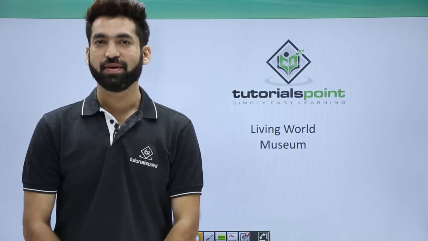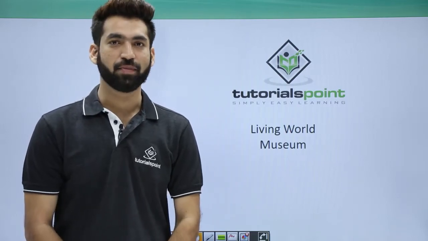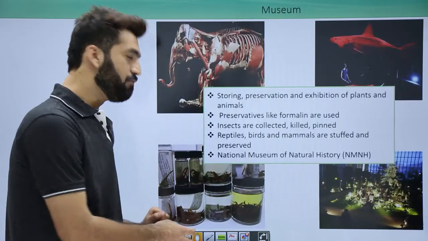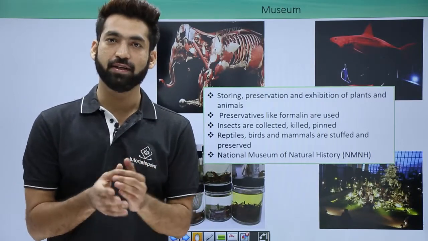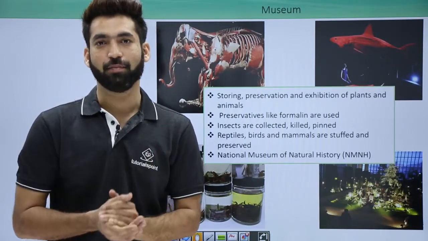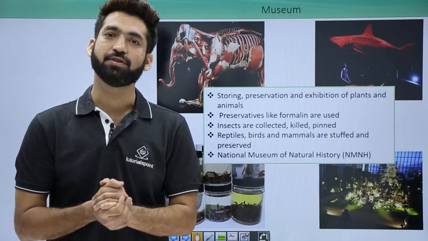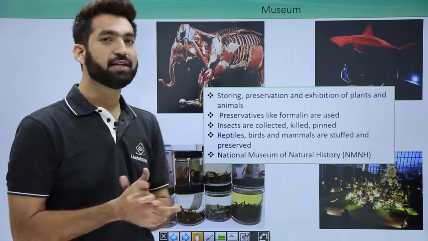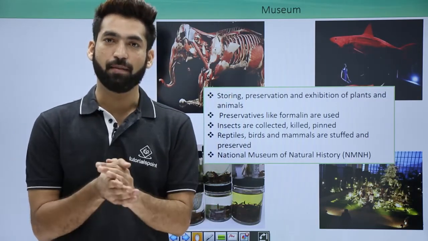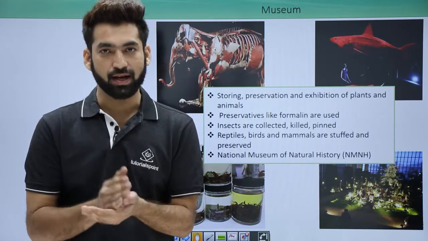In this session, we'll be discussing the fourth taxonomic aid, which is the museum. We have already discussed three of the taxonomic aids, which were herbaria, botanical garden and zoological park. Now we will detail you about the museum. Now what happens out of these four taxonomic aids?